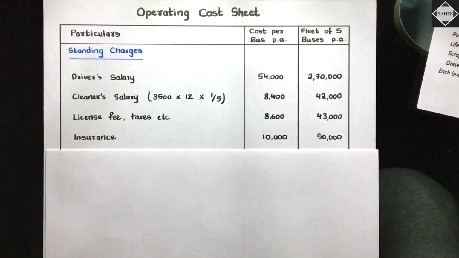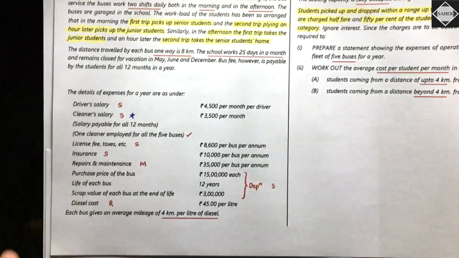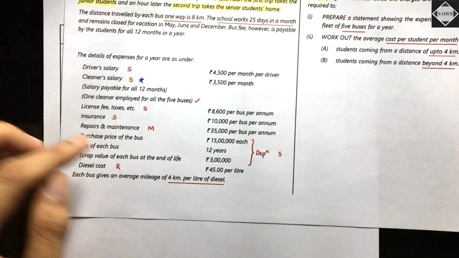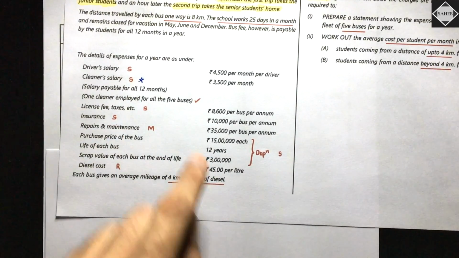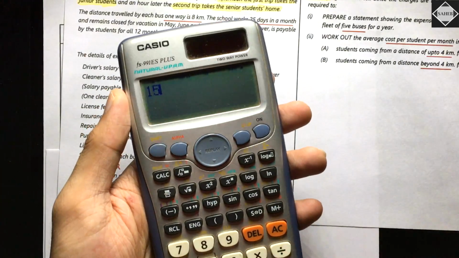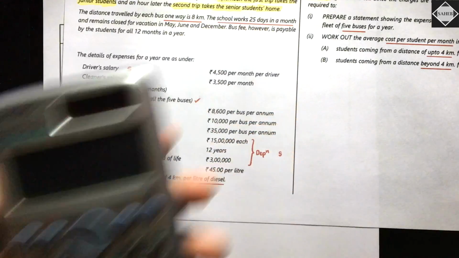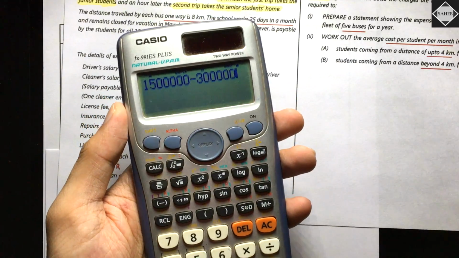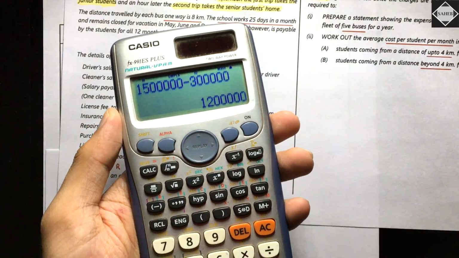Is it clear? Then what do you have? Do you have any more standing charge? See, repair maintenance, no. Then you have depreciation. Let's calculate depreciation. 15 lakh is the cost minus scrap value 3 lakhs. Of a single bus we are calculating. So that is equal to 12 lakhs.